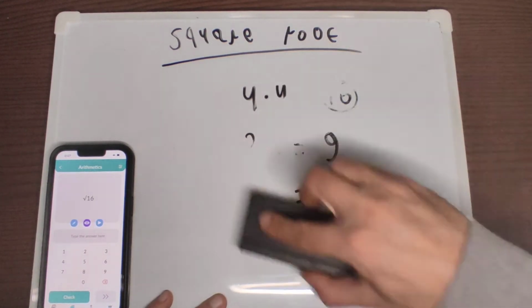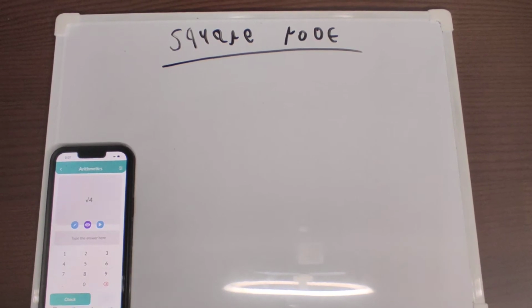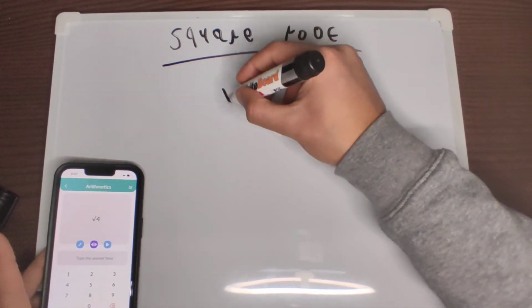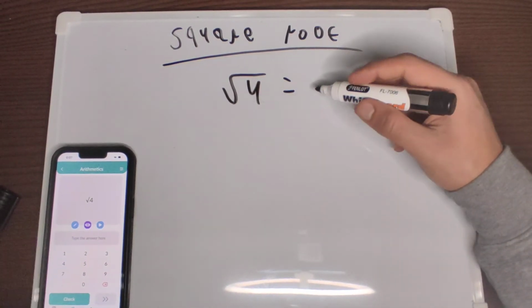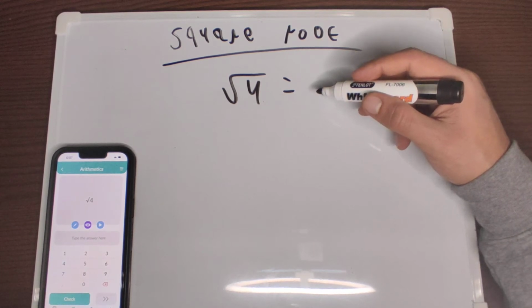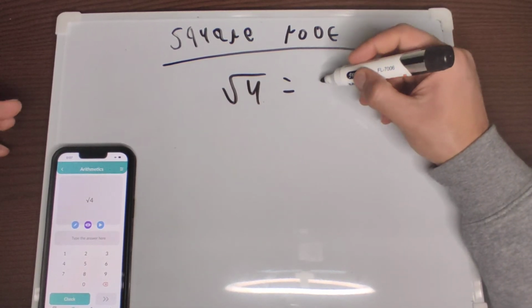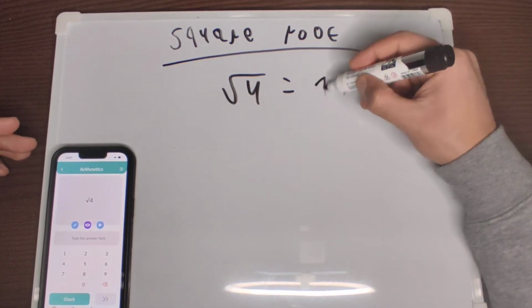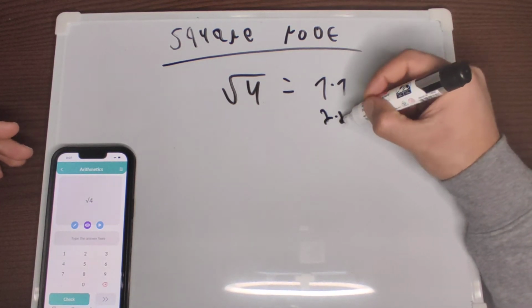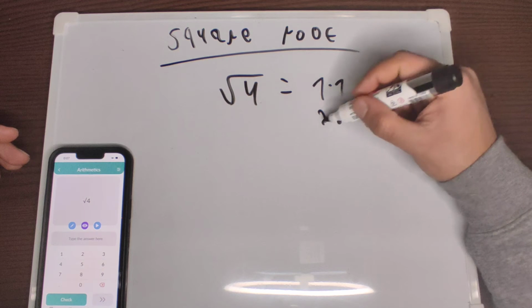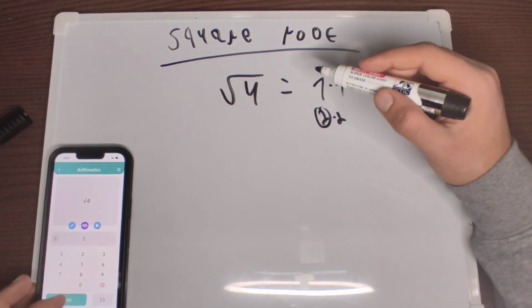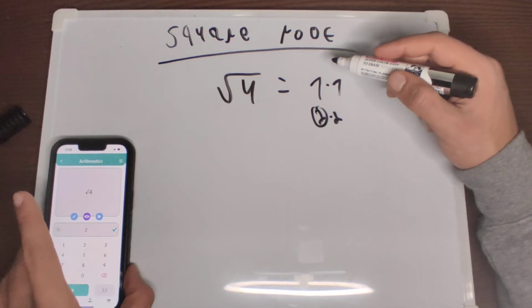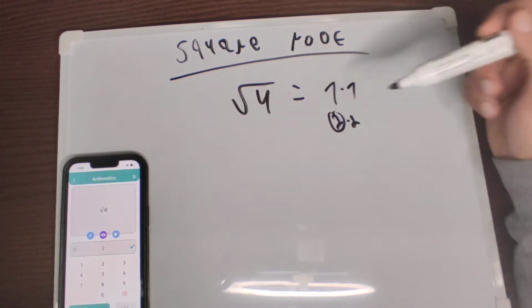Okay, let's take an example. What is the square root of 4? Let's ask ourselves, what number should I multiply by itself to result in 4? Is 1 times 1 equal to 4? No. Is 2 times 2 equal to 4? Yes. So 2 is the square root of 4. Let's check. We can see that it is the correct answer.